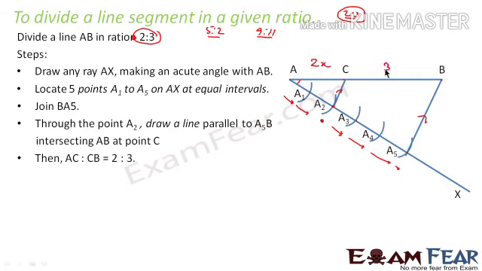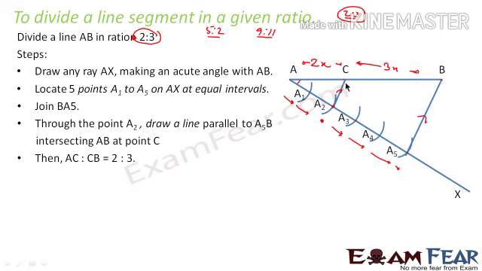This will be 2x length and this will be 3x length. Why is it like this? Because if you see the whole triangle A, B and A5, here A2C and A5B are parallel lines. So the triangles ACA2 and ABA5 will be similar. Based on the similarity theorem we can prove that the ratio is 2:3. Why? Because the ratio of AA2 and A2A5 is 2:3, so the ratio of AC and CB will also be 2:3.